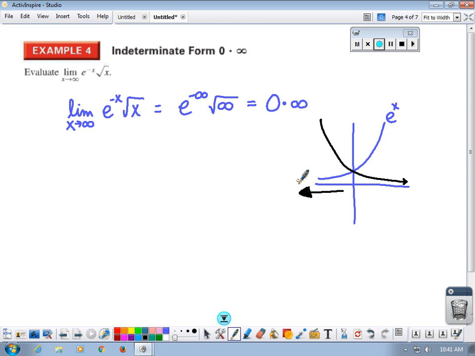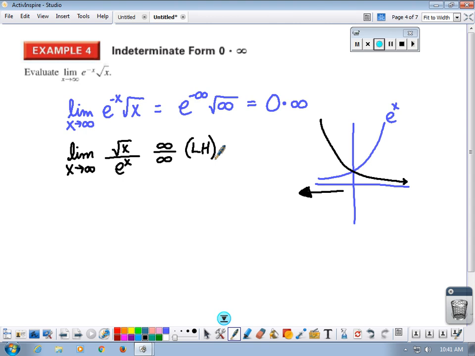What we need to do is change it into the form either 0 over 0 or infinity over infinity so we can use L'Hopital's rule. So what I can do is rewrite this as a quotient. So keep your square root of x on top. This is the easier way to do it. And just flip your e to the negative x and make it e to the x on the bottom. So now you see you have infinity over infinity. Alright, and so we're going to use L'Hopital's.